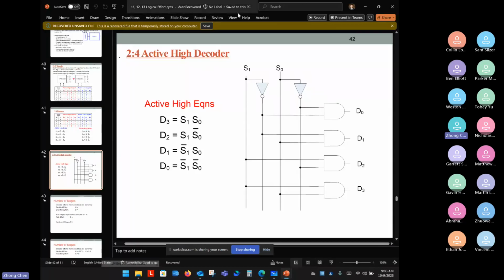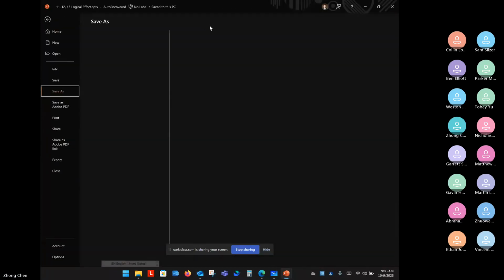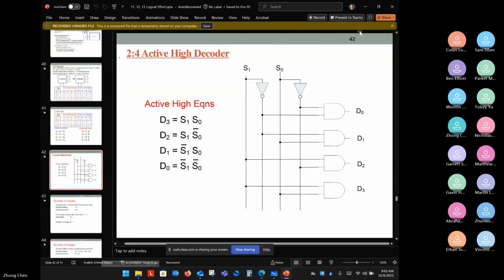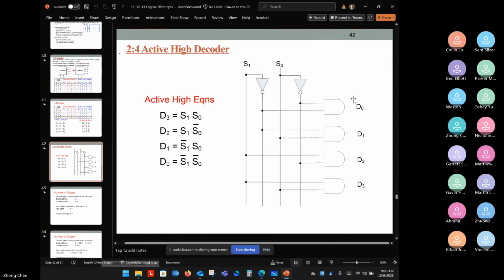Let me make it a full screen. Okay, yeah, I can kill that.